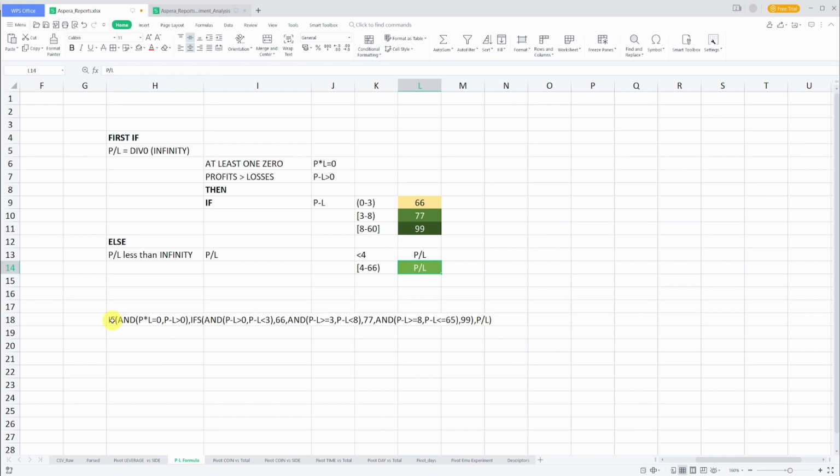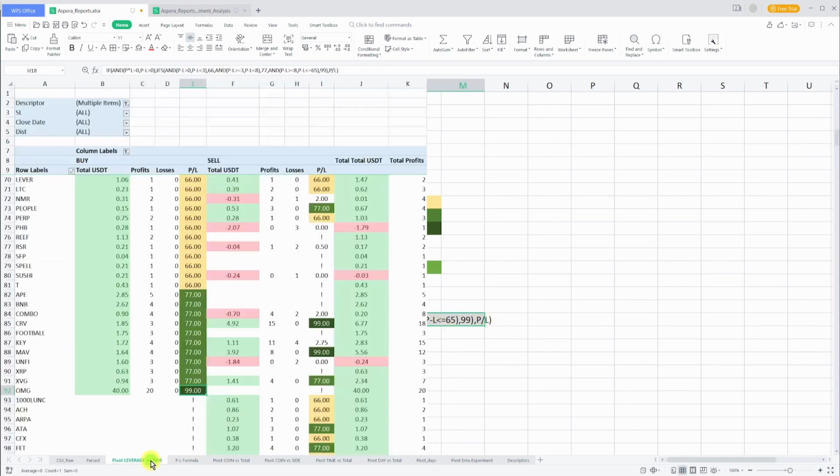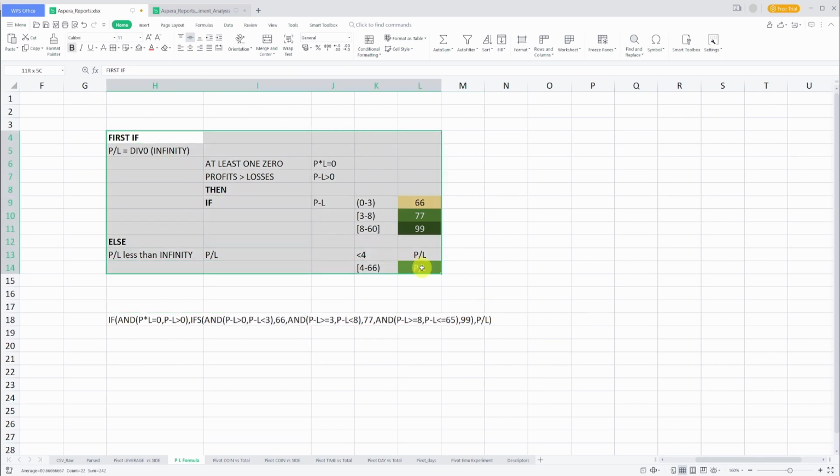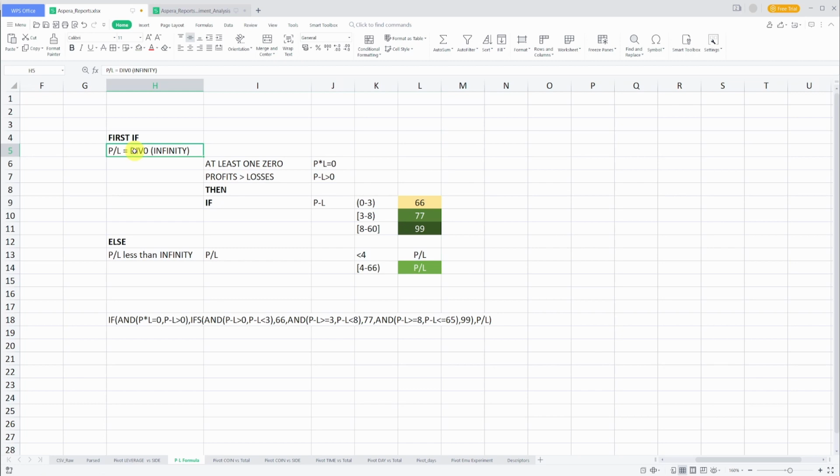I was thinking long and hard about this, and this is what I have come up with. This is the final formula that is used in my calculation right here. It's Excel speak, spreadsheet speak, but the logic is described right here. I didn't do it just for you, I did it for myself because it was a bit confusing at the start. So first we check if the profit to loss ratio ends up being a division by 0.